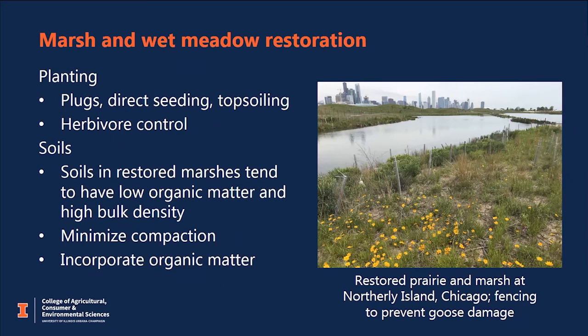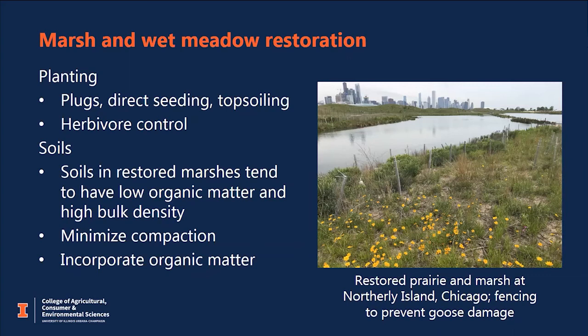Herbivores are often a problem for newly planted restored marshes, particularly rabbits, rodents, and geese. In the figure here, you see the fencing that's surrounding the marsh vegetation that was planted along the shore of this lake to prevent goose damage.